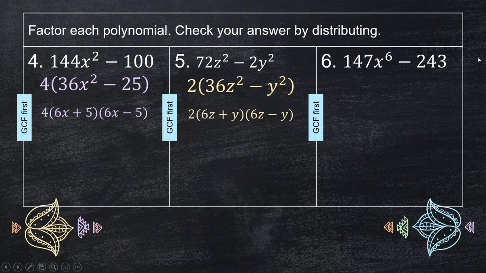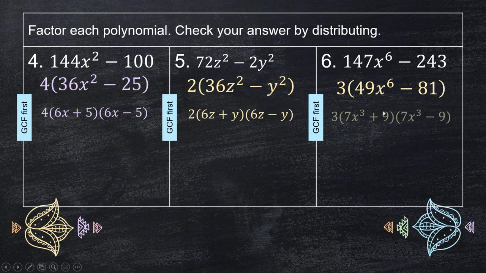147 and 243 are both divisible by 3. So we factor out the 3, and then we have the difference of squares. So splitting that up, the square root of 49x to the 6th would be 7x cubed. The square root of 81 is 9, so it factors into 7x cubed plus 9, 7x cubed minus 9, and remember to bring down the 3 that we originally factored out.